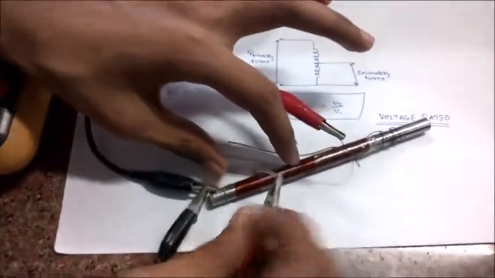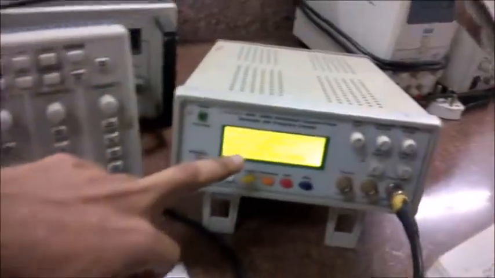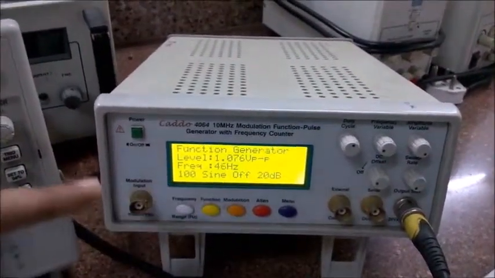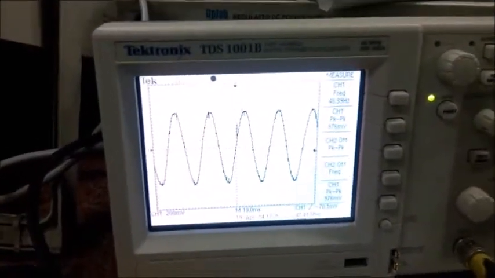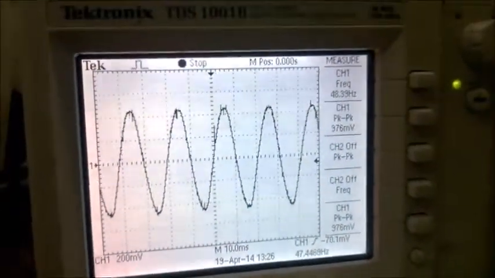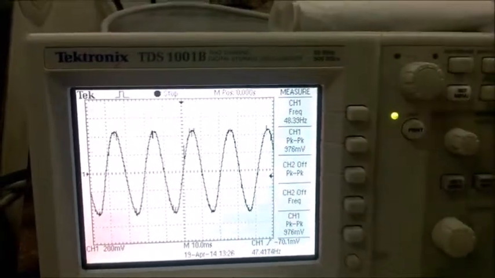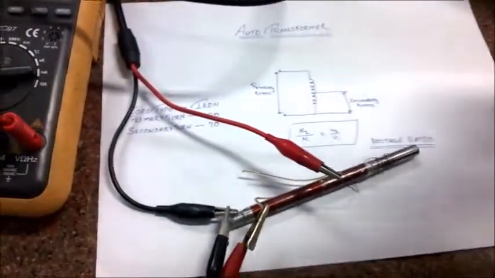This is our secondary positive and the ground of the secondary turns, and we apply a function generator voltage of 1 volt peak to peak and a frequency of 50 hertz. Now we can observe the voltage waveform for the primary on the DSO. This is the voltage waveform for the secondary, and we can also see the waveform of the primary. This will be the same, but only the voltage levels will be different.